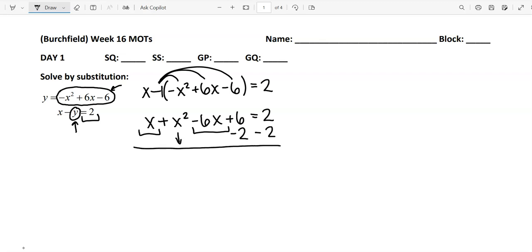So this x squared is going to come down first. X minus 6x, this is really a 1x. Minus 6x gives me negative 5x. And then 6 minus 2 gives me positive 4, and that's equal to 0.